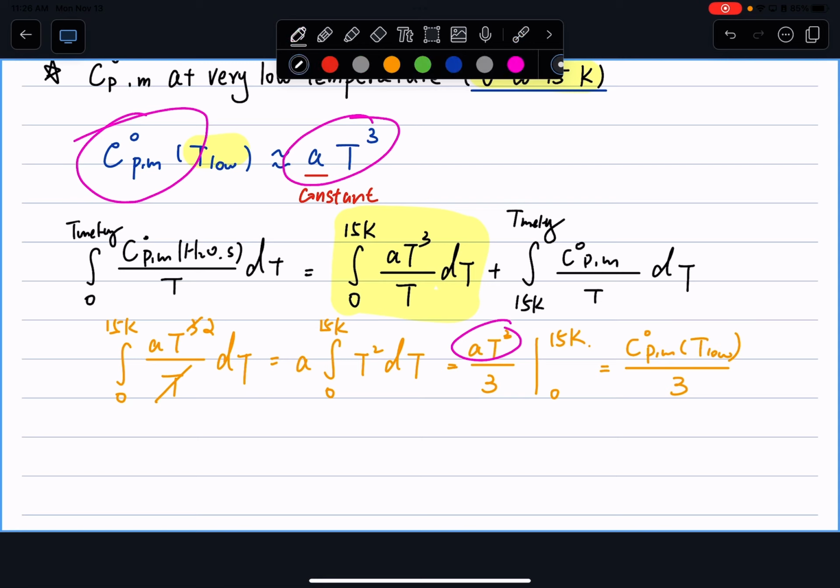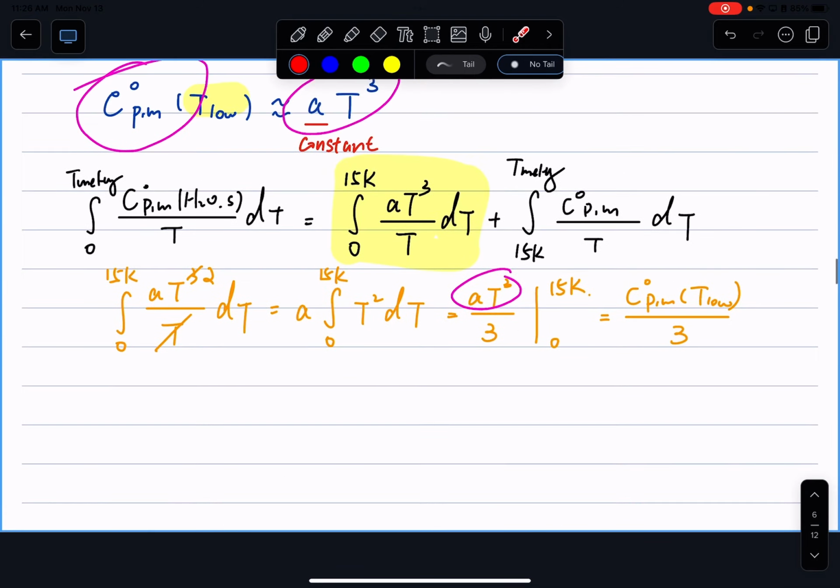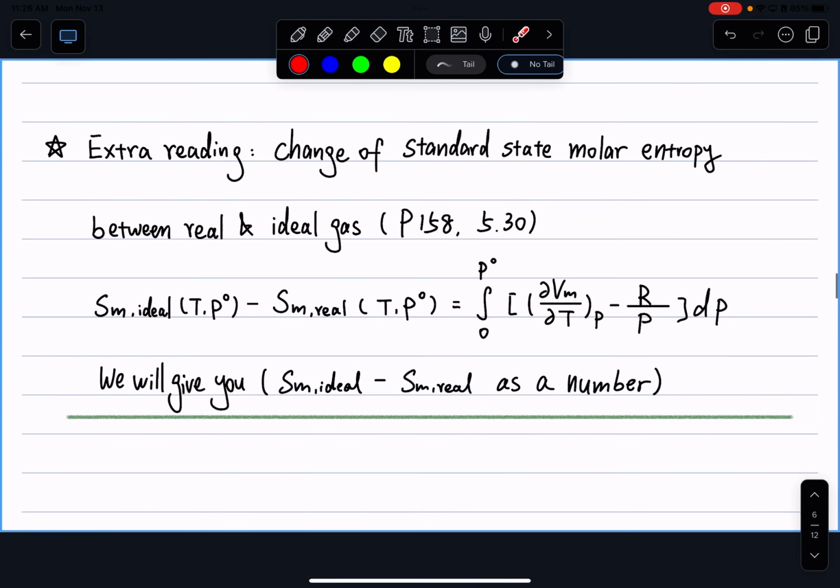The take-home message is that this entire thing, we now have a way to calculate. Between 0 and 15 Kelvin, we use the relationship we derived using statistical mechanics. For the remaining range, we use the experimentally measured heat capacity. As a little extra reading, the change of standard state molar entropy between real and ideal gas is included in your textbook. We're not going over it in detail, but if we ever need it, we'll give you a number for the integral involved.